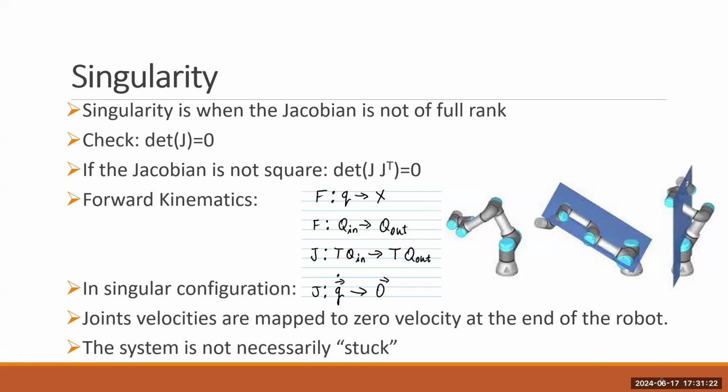And in a singular configuration, the Jacobian simply maps from Q dot to 0. No output velocity. So there are some velocities that we cannot provide. And you see that in singularity, joint velocities are mapped to 0 velocity at the end of the robot. But the system is not necessarily stuck. It simply cannot provide velocity in certain directions.